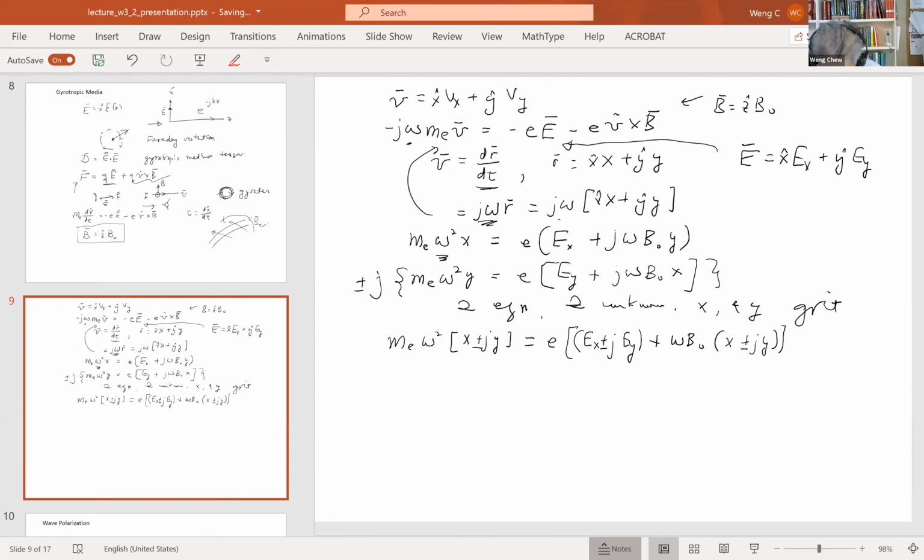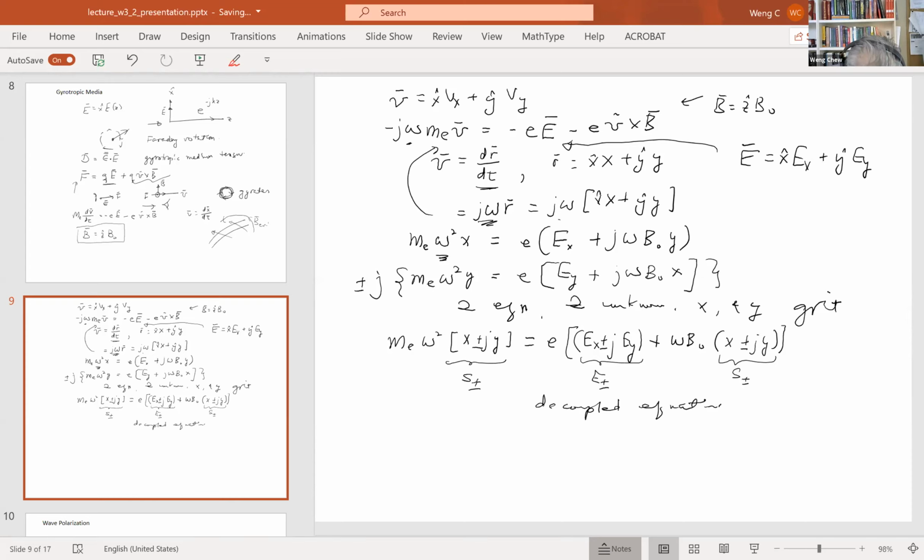And now the great thing about this equation is that the unknowns, if I define my new unknowns to be S plus or minus, and then E plus or minus, and then S plus or minus, then these two equations are decoupled, and they can be solved very easily.